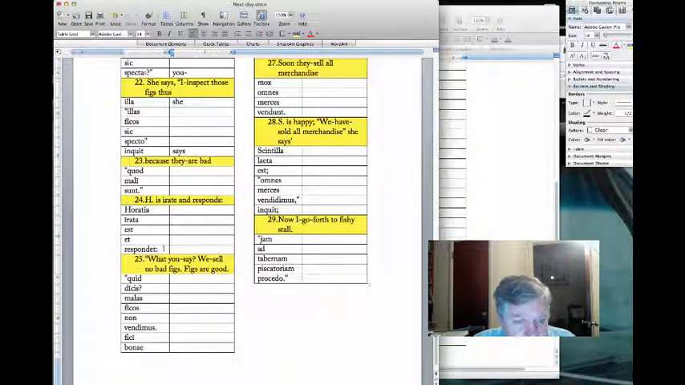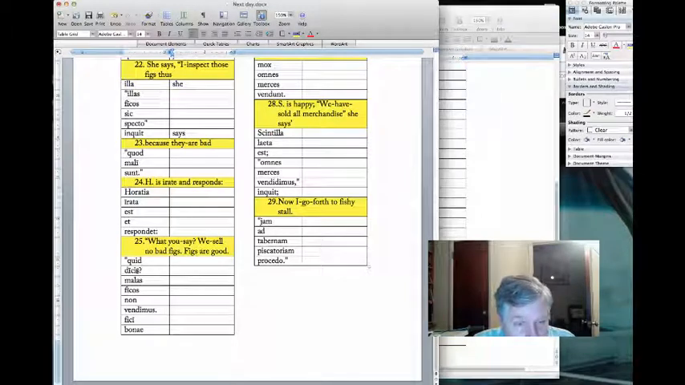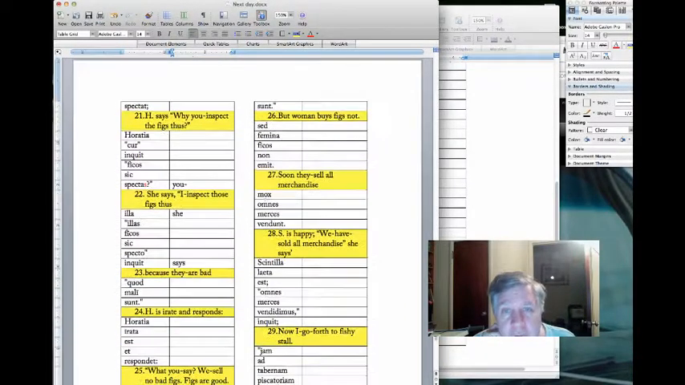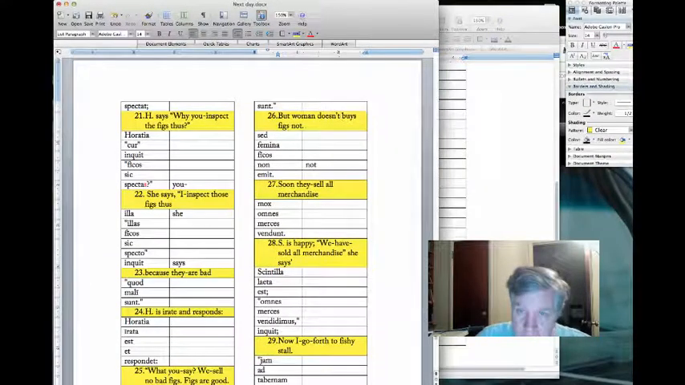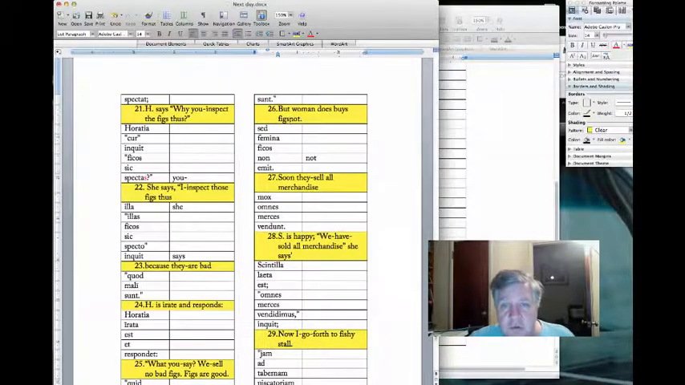Let's see, number 24, number 25, again, a verb with an S form meaning "you." Number 26, it's sometimes easier to put "not" in a funny position, as I have here. Otherwise, you'd have to write, "the woman doesn't buy figs." But it's sometimes easier to write it in this strange Latin word order: "But the woman figs not buys."